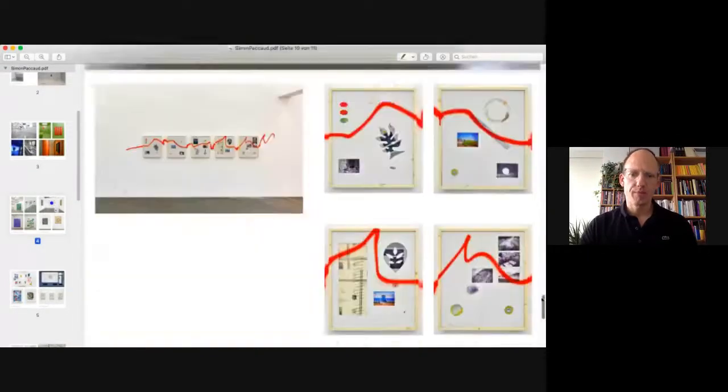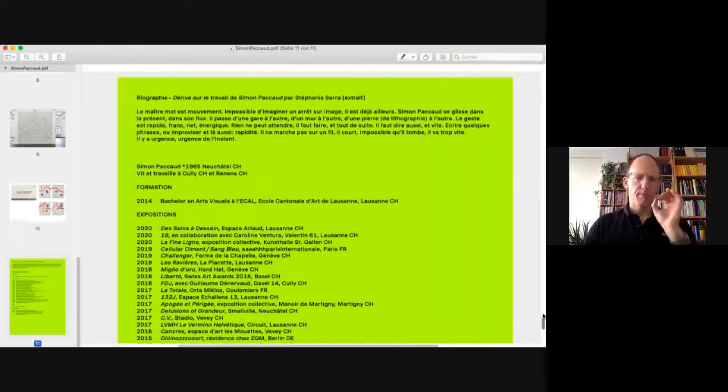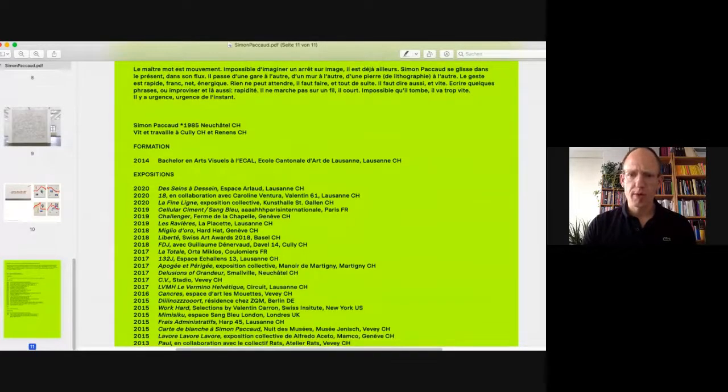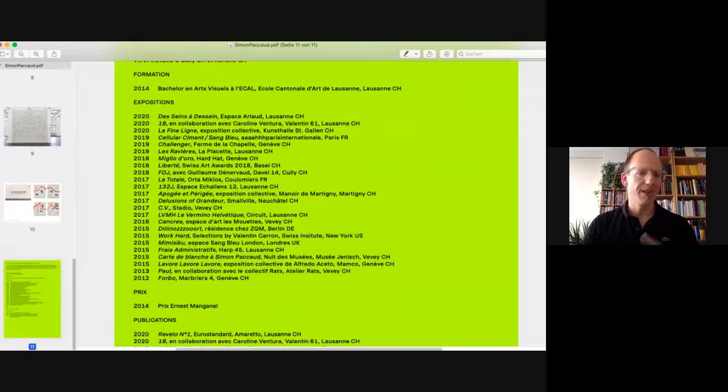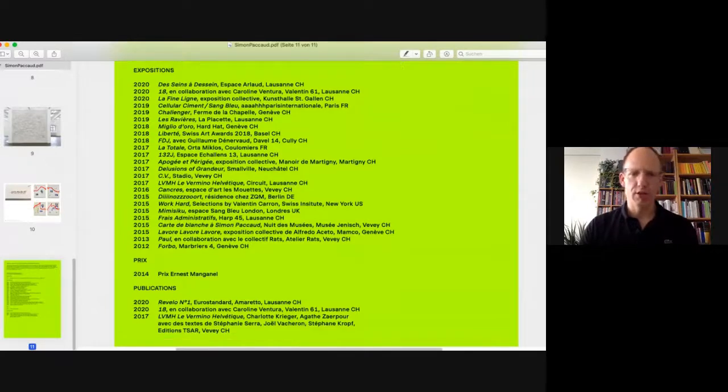And only in the end will you find a very short text in French that briefly introduces the artist, what he's interested in, why he does what he does. It's a rather poetic text. Here I would say that the artist's statement, which is in the third person, is not one of these service-oriented texts. It's rather a philosophical, poetic take on the artist's personality. And then you have a resume: where he studied, where he showed his works, which prizes he was awarded, and in which publications he was included.